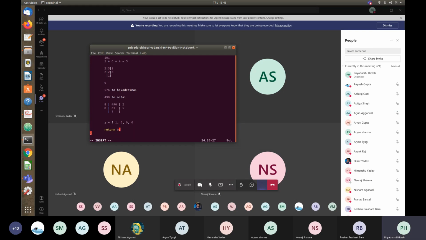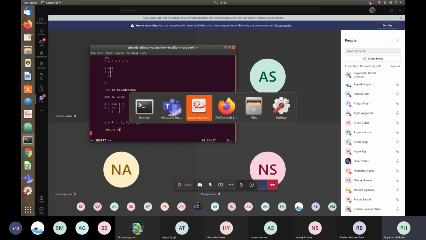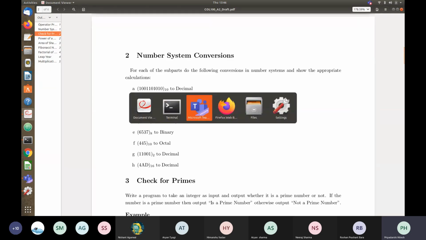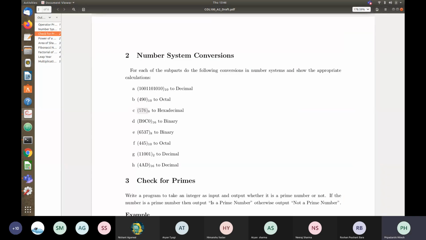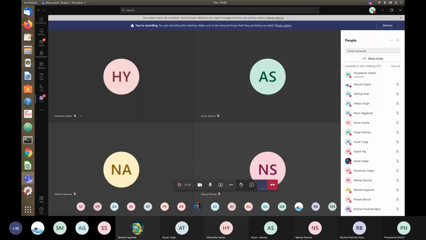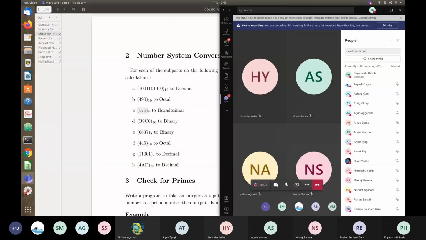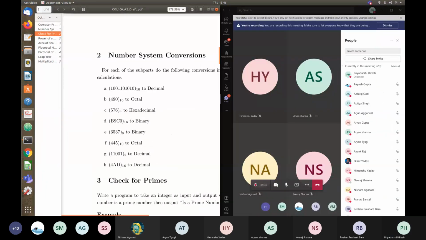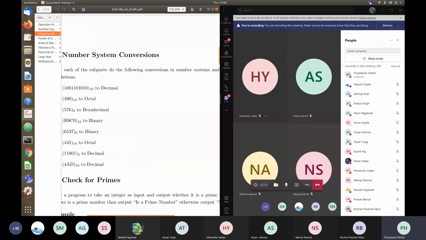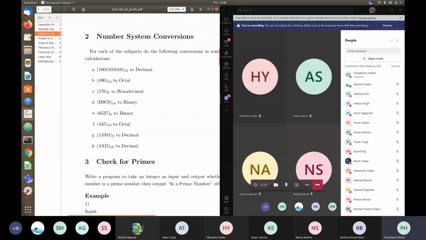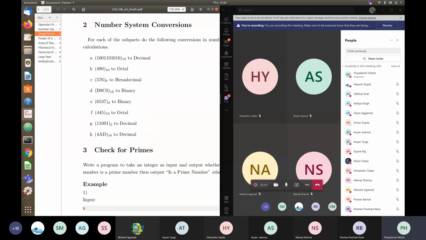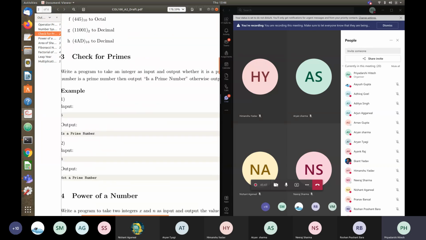So anyone who wants to ask anything in particular about this number system conversion can raise their hand and ask. Okay, nobody. So I think it's clear to you, and try to do it on your own because it is mathematics. It's not more related to computer science. So I think we should proceed to the other question.